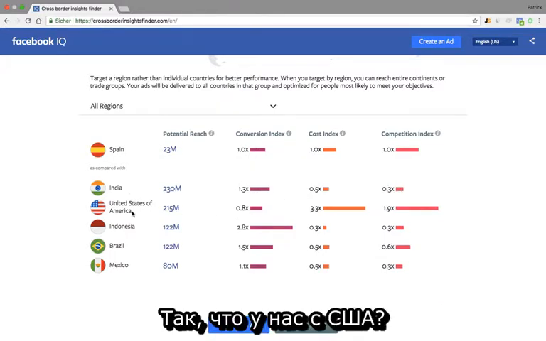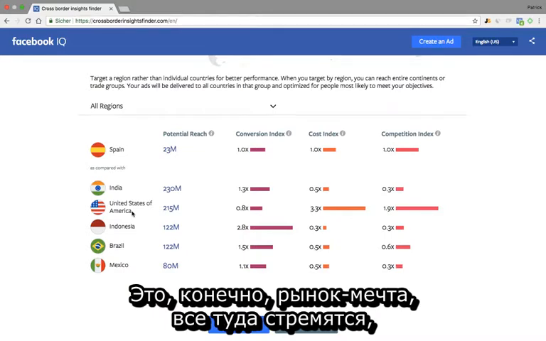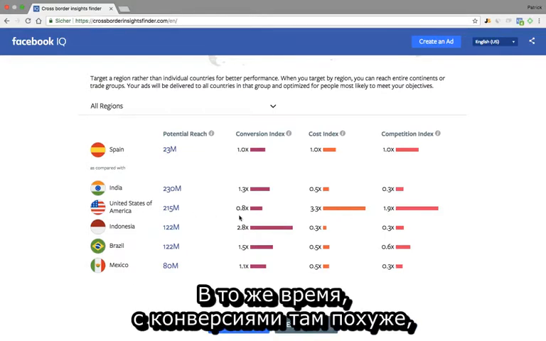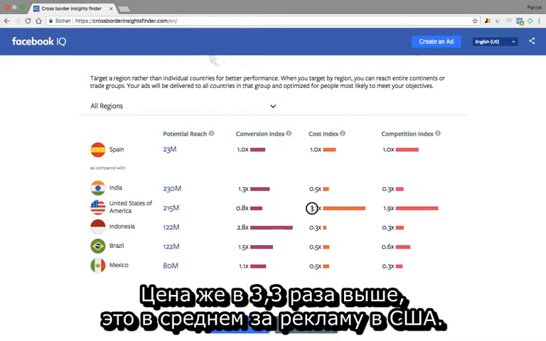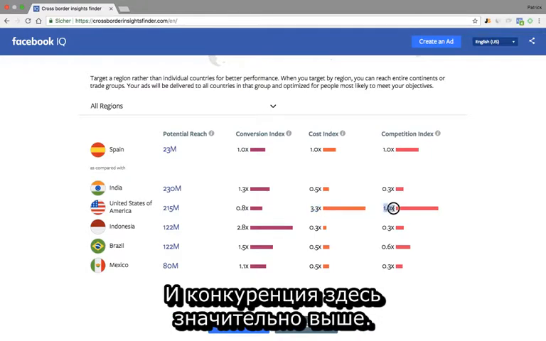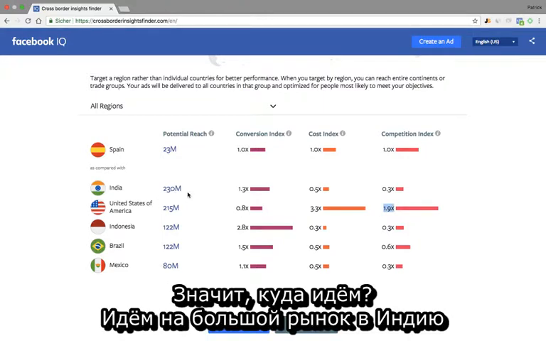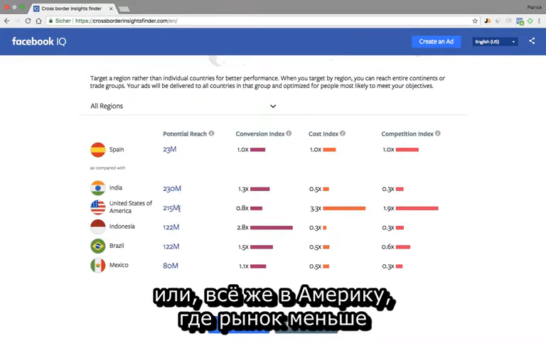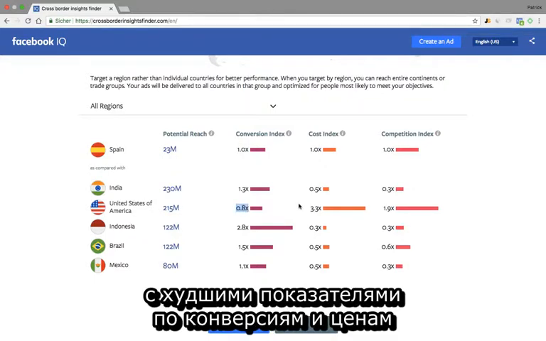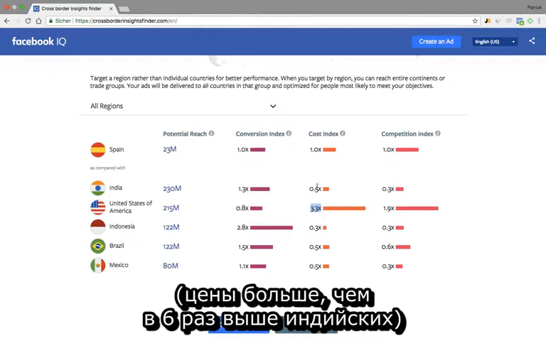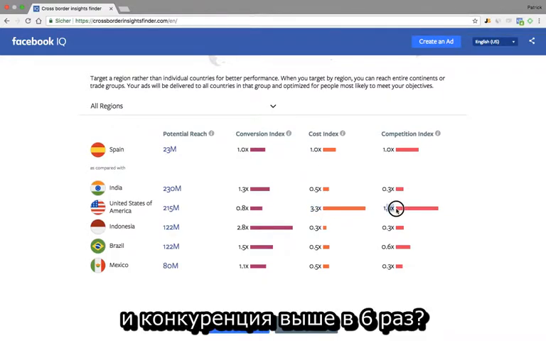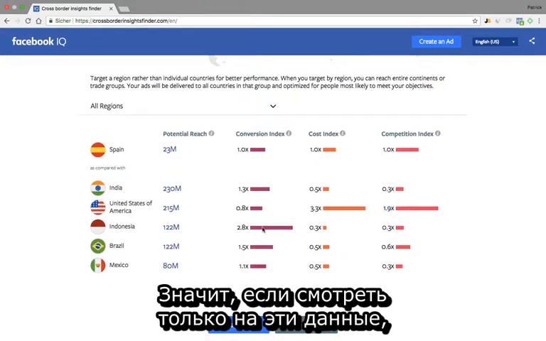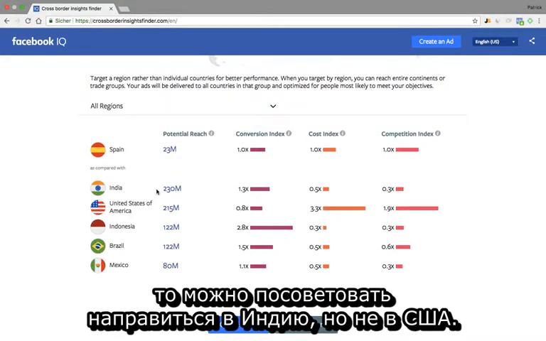Now, what about the US, which is of course the star market? Everyone wants to go to the US because it's huge, but then once again, people convert less in the US than they convert in Spain, and it costs you 3.3 times more on average to advertise in the US, and you have much more competition. So where would you go? Would you go to the big Indian market, or would you go to the big US market, which is even smaller than India, has worse conversion, costs more than 6 times what it costs in India, and has more than 6 times the competition? So if I just see these numbers, I would strongly recommend going to India rather than the US.